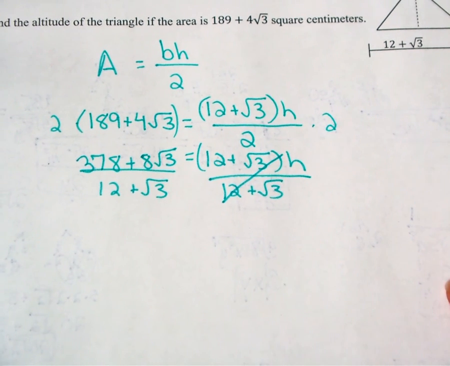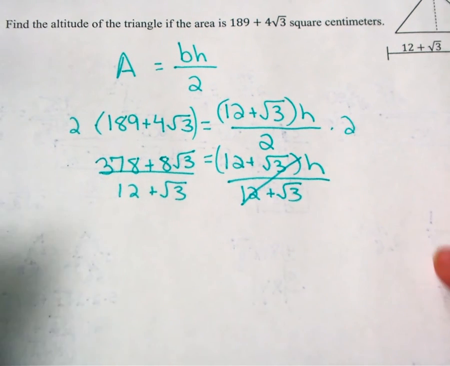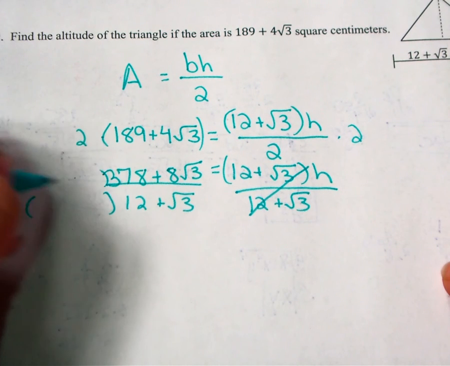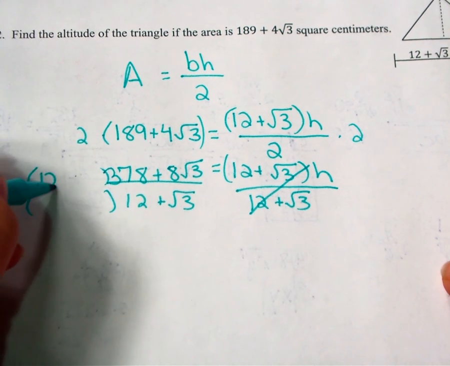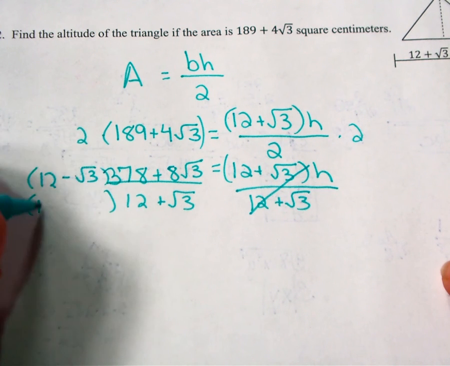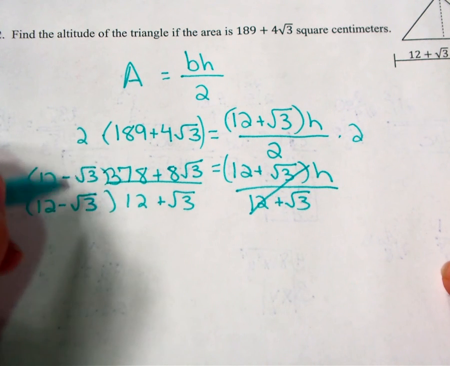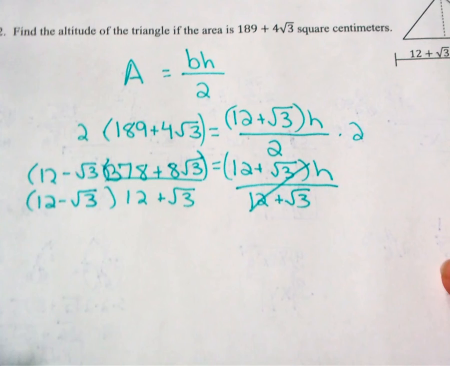The issue that I have with my answer is that I have a square root on the bottom, so once again, we're going to multiply by the conjugate. Which means we need to FOIL.